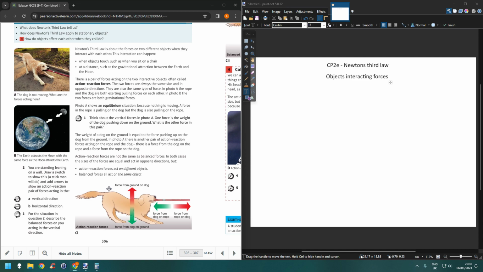Okay, let's look at this. Let's just have a little read. It's a pair of forces acting on two interacting objects, often called an action-reaction force. The two forces are always the same size and in opposite directions. They're also the same type of force. In photo A, the rope and the dog are both exerting pulling forces on each other. In photo B, the two forces are both gravitational forces. So these are both the same kind of force, and the dog is staying still because it's pulling the same amount as the rope.